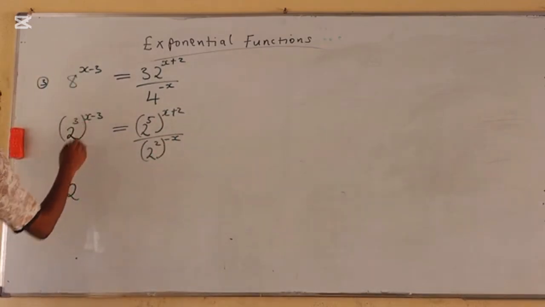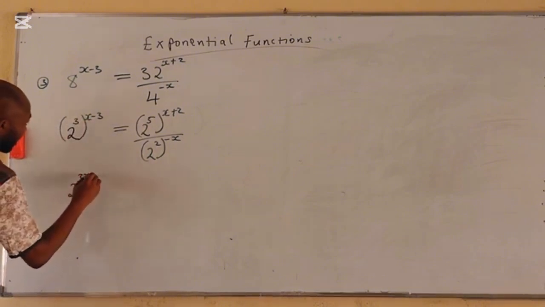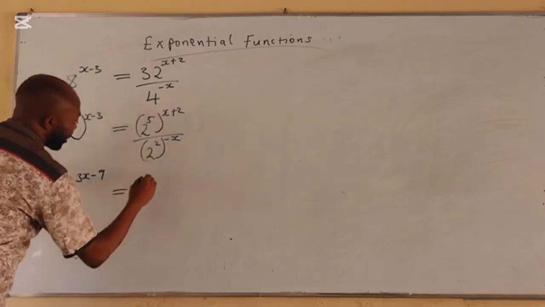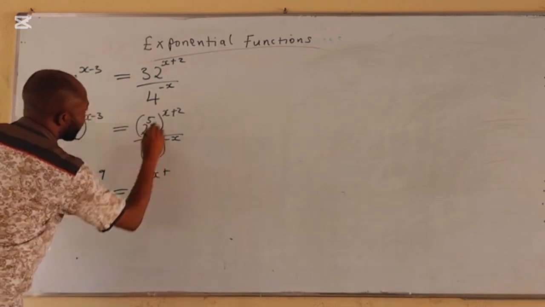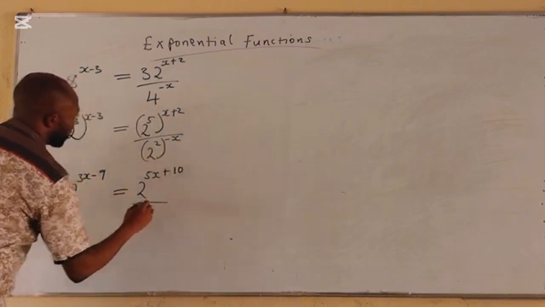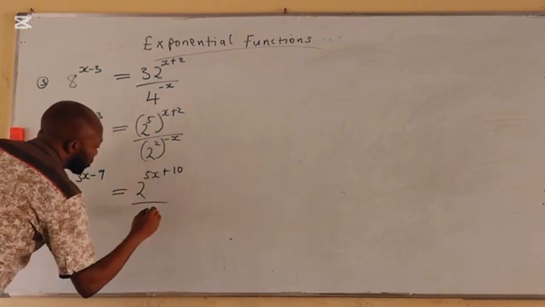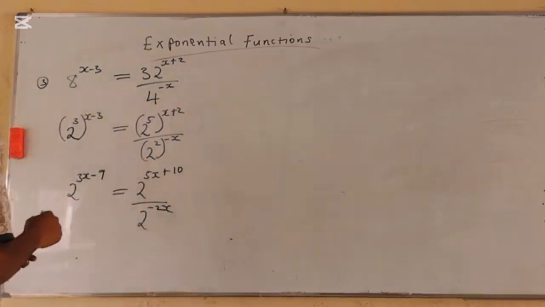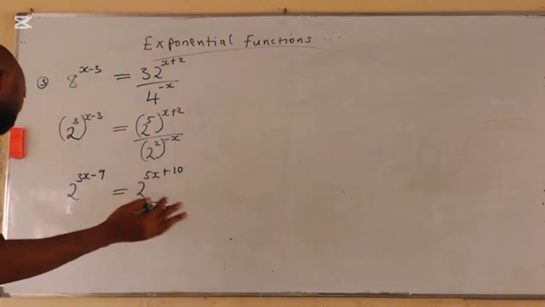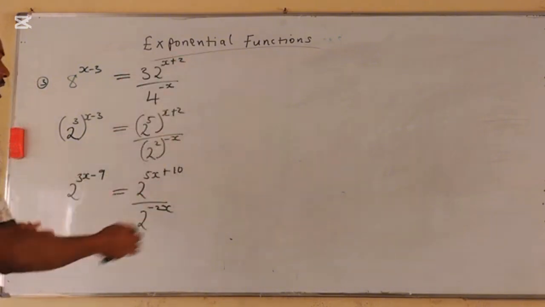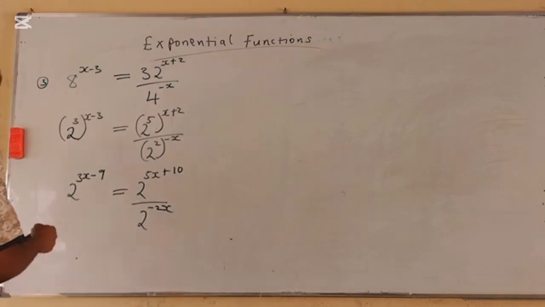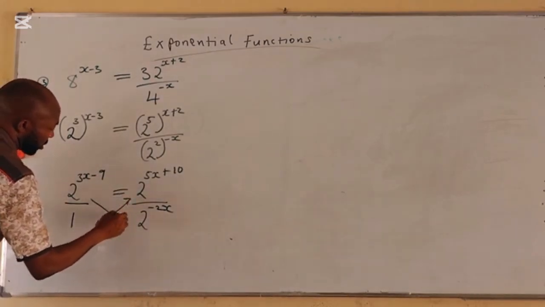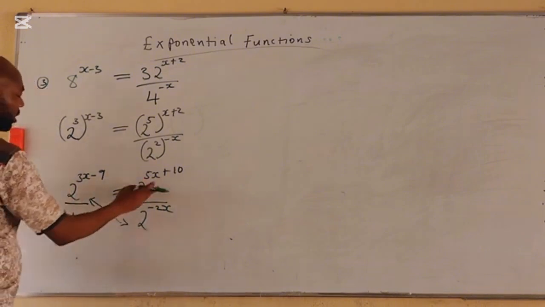2 raised to the power 3 times x is 3x, minus 3 times 3 is 9, is equal to 2 raised to the power 5 times x is 5x plus 5 times 2 is 10, over 2 raised to the power 2 times minus x is minus 2x. Let's cross multiply. Let me have them on the same platform. This is over 1. So by cross multiplication, this times this and this times this.